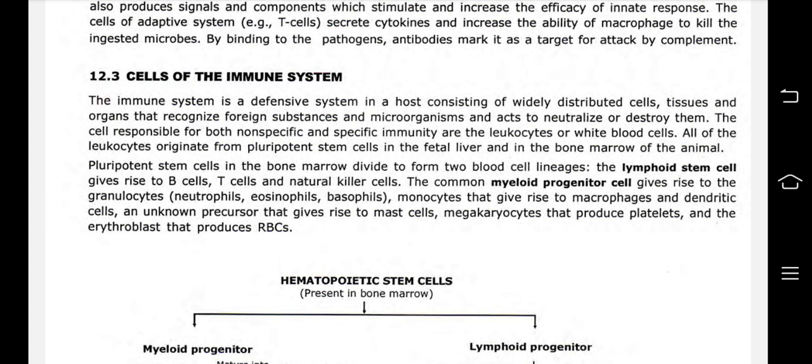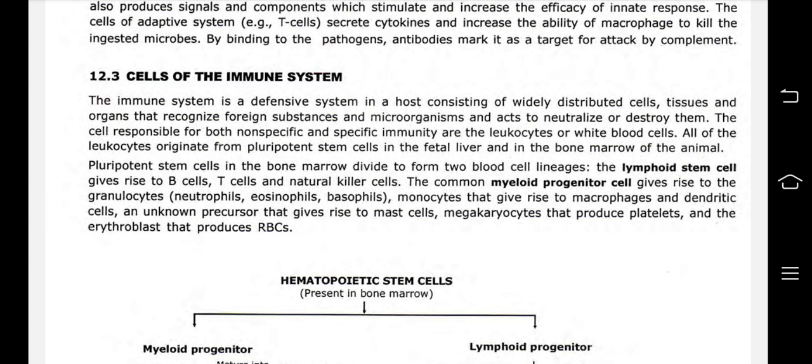Cells of the immune system. The immune system is a defensive system in a host consisting of widely distributed cells, tissues, and organs that recognize foreign substances and microorganisms and act to neutralize or destroy them. The cells responsible for both non-specific and specific immunity are the leukocytes, or white blood cells. All of the leukocytes originate from pluripotent stem cells in the fetal liver and in the bone marrow of the animal. Pluripotent stem cells in the bone marrow divide to form two bloodline lineages.